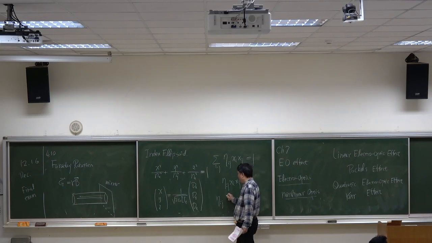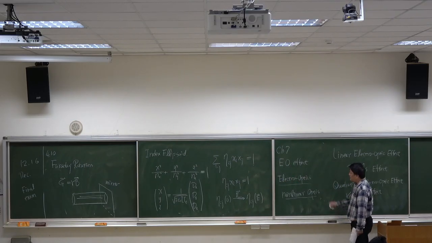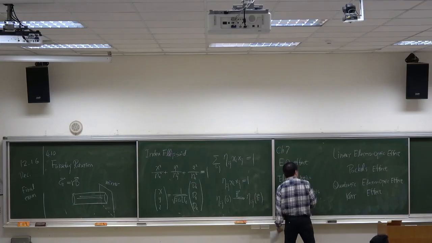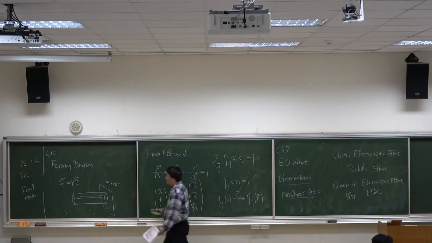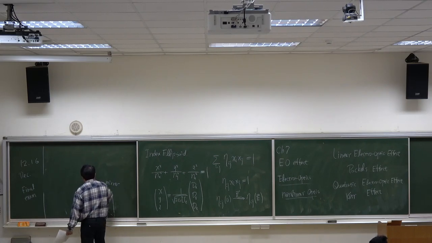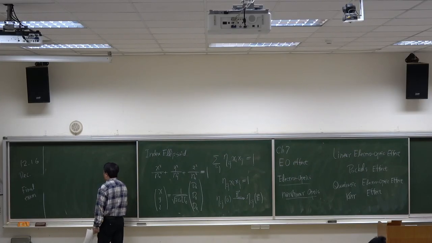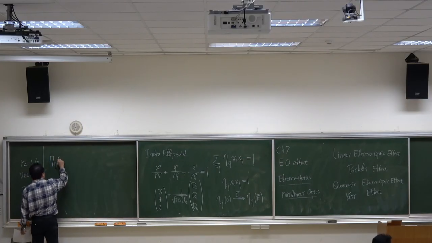We originally have eta ij of 0. Then we apply electric field E to find the final eta ij of E. Okay. This modification was called Pockels effect or Kerr effect. Okay. So this means that eta ij are functions of E vector. So we can Taylor expand eta ij.